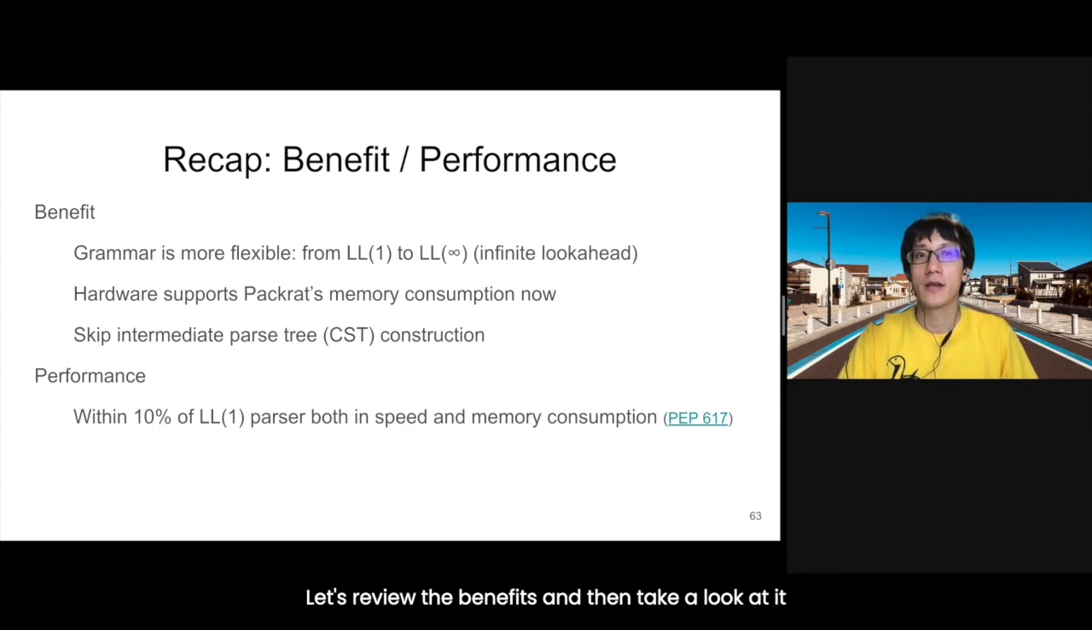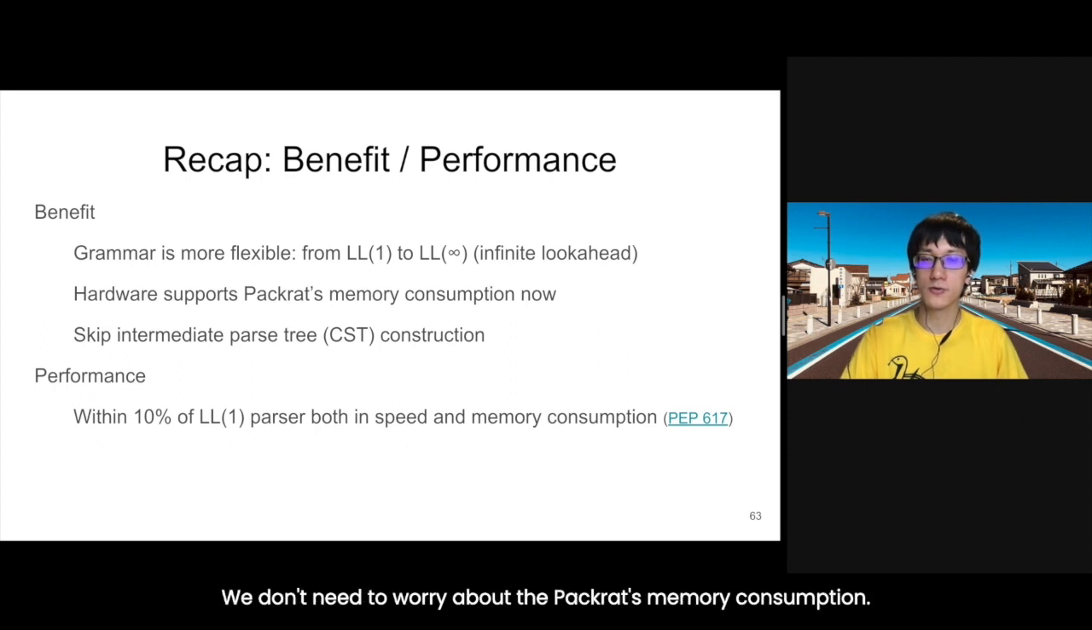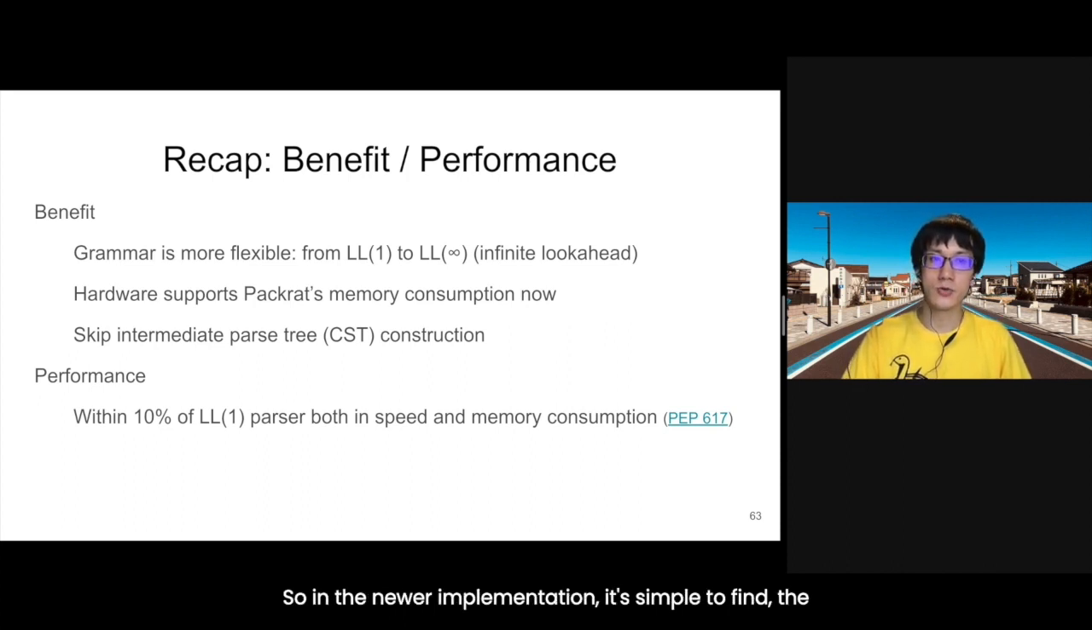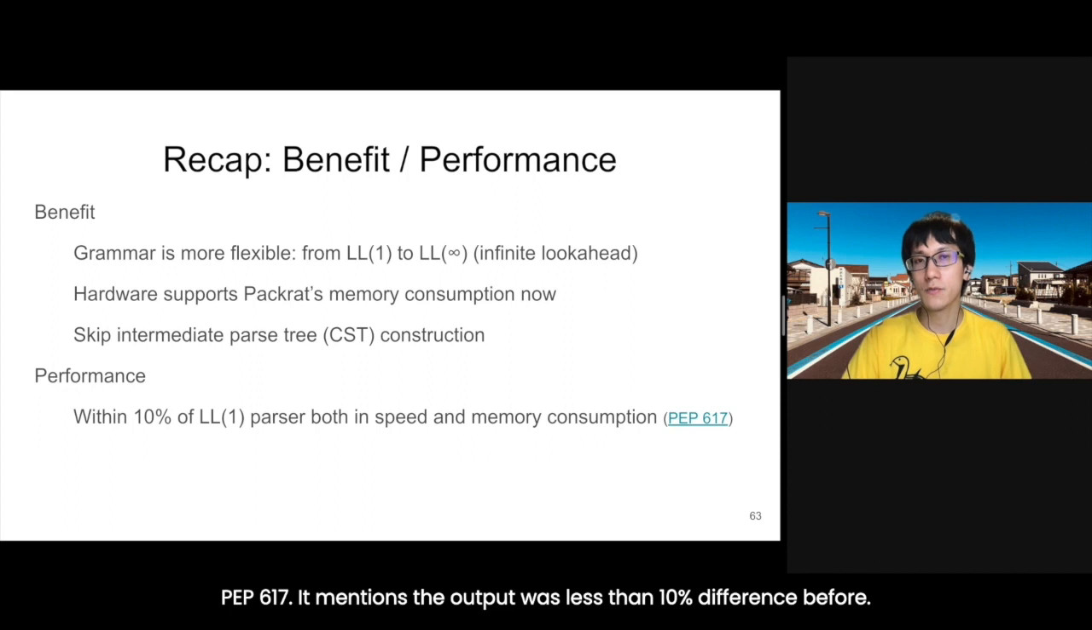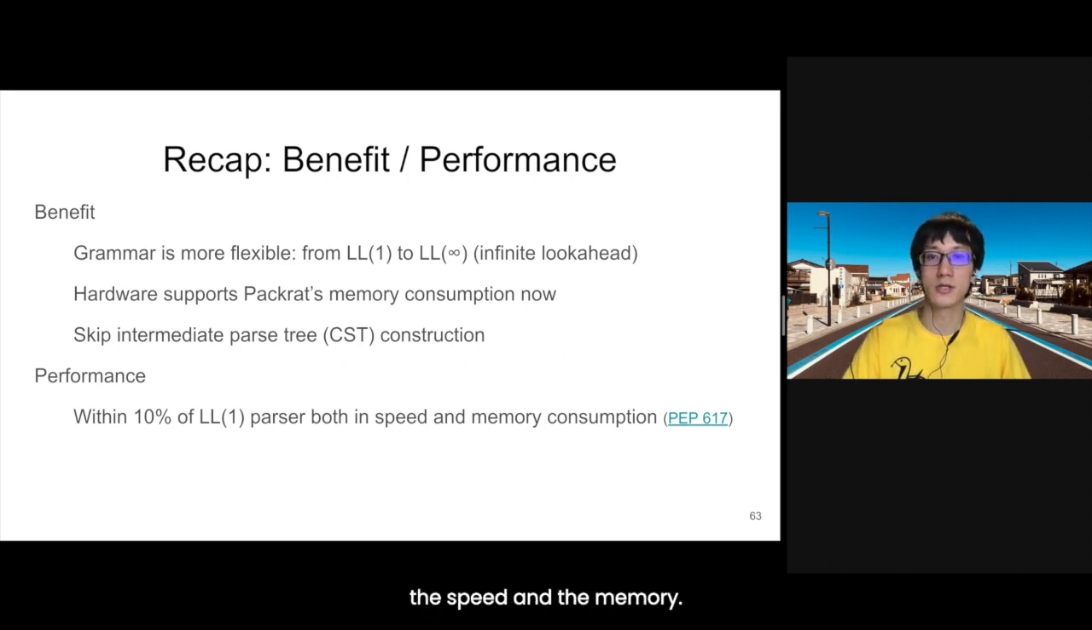Let's review the benefits and take a look at the performance results. The benefit of the PEG parser, firstly, obviously, is more flexibility because of the infinite lookahead. And secondly, because hardware is now cheaper, memory is cheaper, and we don't need to worry about the packrat memory consumption. And finally, the CST construction step was removed. So in the newer implementation, it simplified the workflow a bit. For the performance result, PEP 617 mentions the output was less than a 10% difference before and after. They captured tons of popular open source programs and tried to compare the speed and the memory. So overall, we can say that the benefits of the PEG parser are much more important, and the performance is acceptable, so they decided to make this transition.